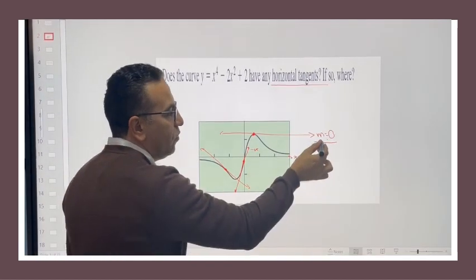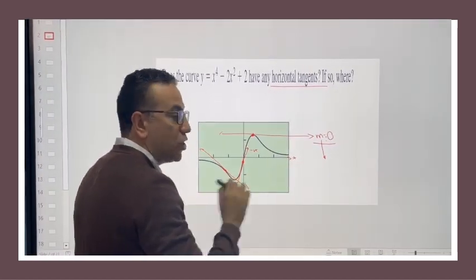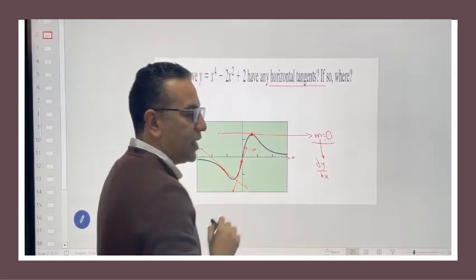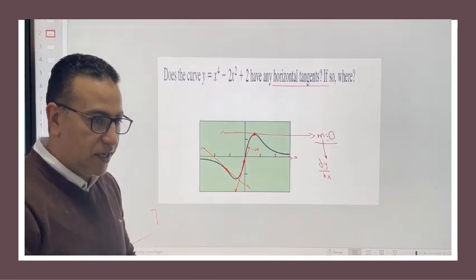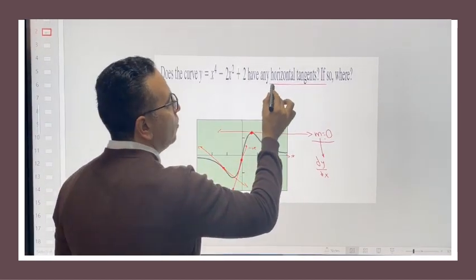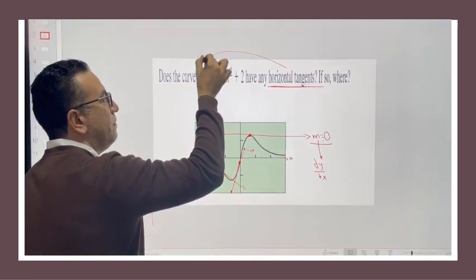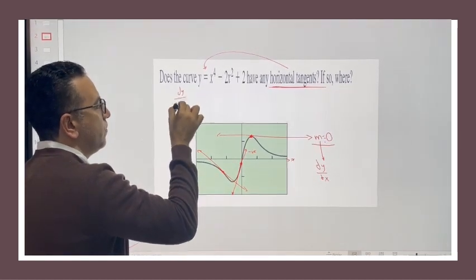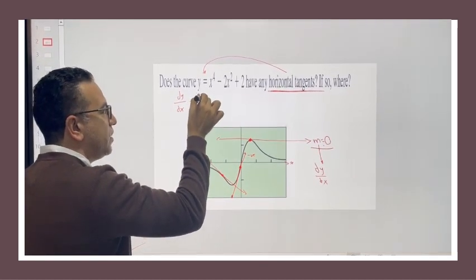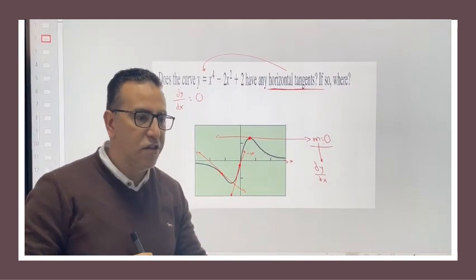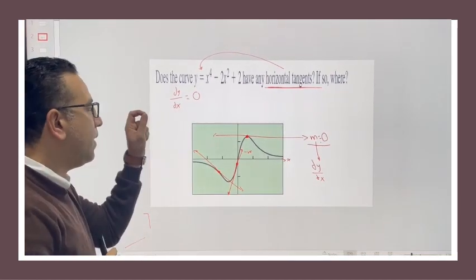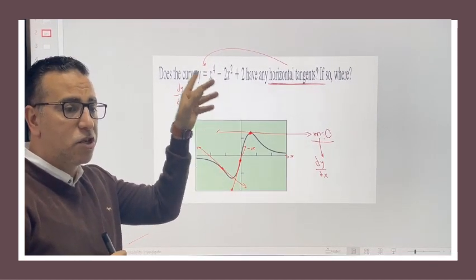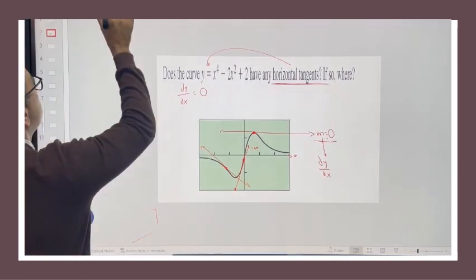And as we said before, the definition of slope in the function is the same as the derivative, dy by dx. So to find any horizontal tangent to a function, all you have to do is find the derivative and equate the derivative to 0, and find where the point on this function is at which it equals 0.